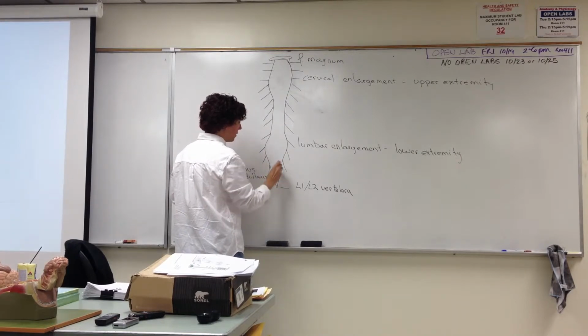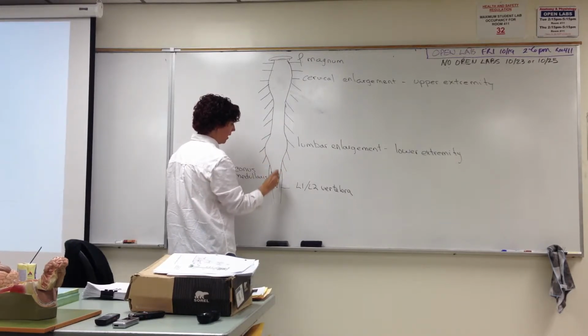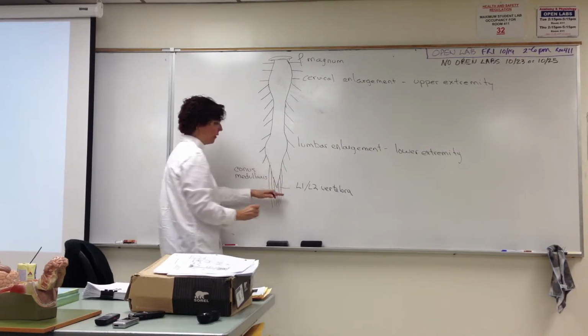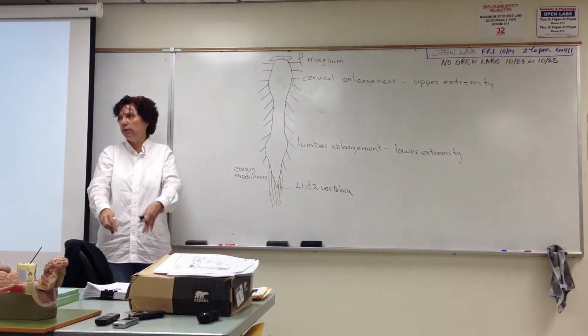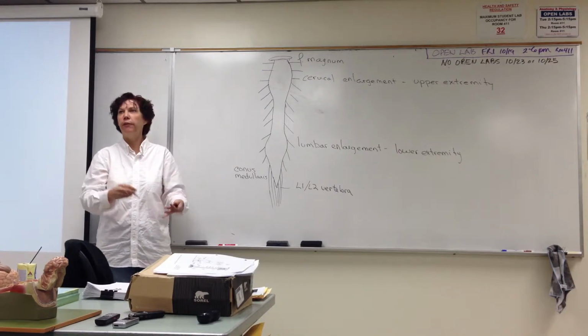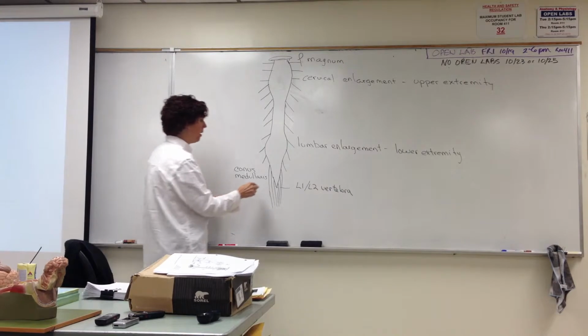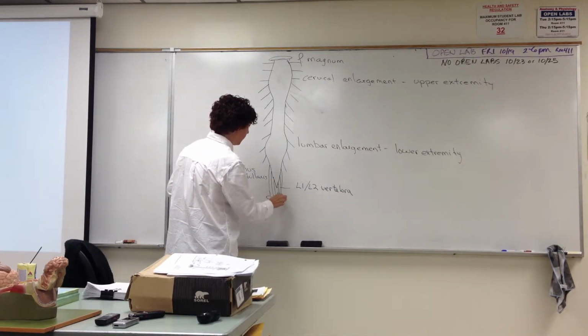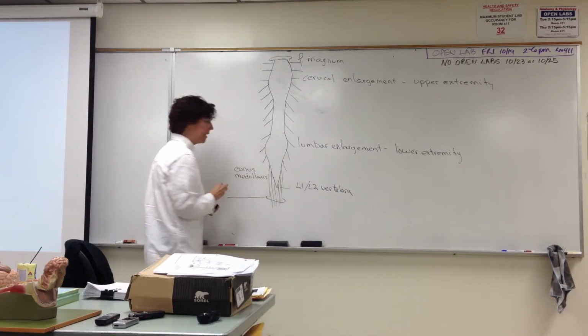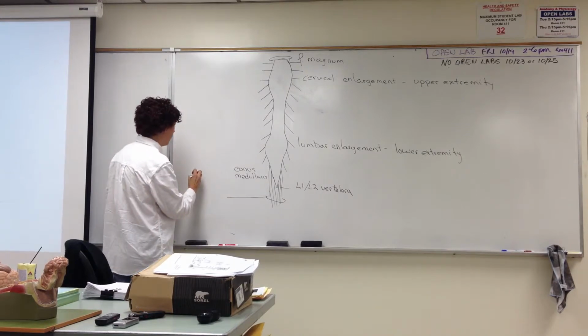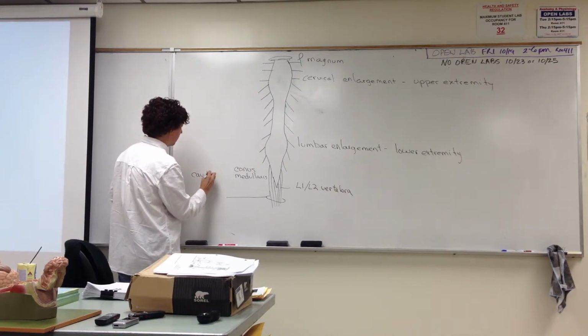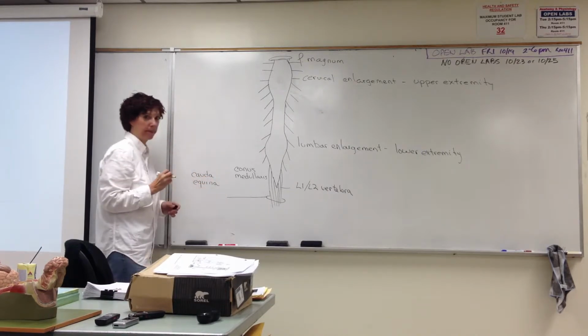And so when we get down to the tip of the spinal cord, the conus medullaris, we have these spinal nerves that are still trying to get down to the intervertebral foramina for L4, L5, the sacral foramina. So we call this bundle of spinal nerves the horse's tail, or cauda equina.